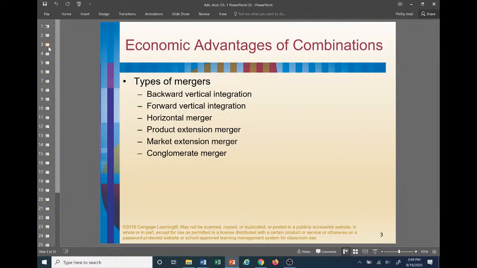There are also different types of mergers. First, we have the backward vertical integration. This is where a company moves down the production marketing cycle, acquiring a supplier of products or services it provides. Next, we have a forward vertical integration. This is where a merger happens when a company moves up the production marketing cycle by acquiring a company that uses its products. As far as horizontal merger, this is a merger of companies that offer similar products or services and are likely competitors in the same market space.